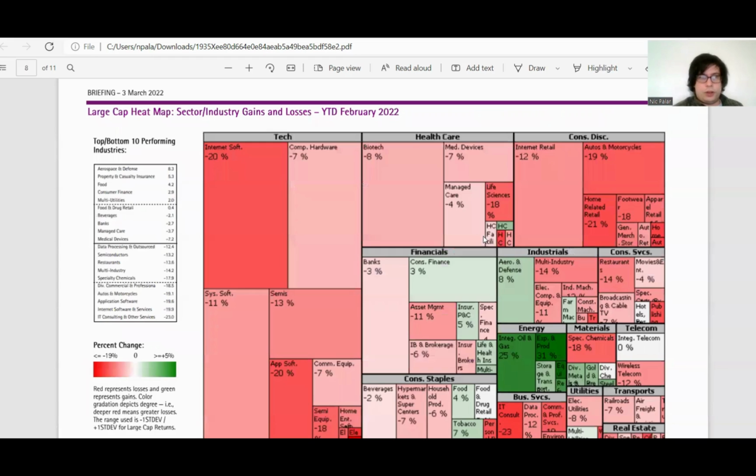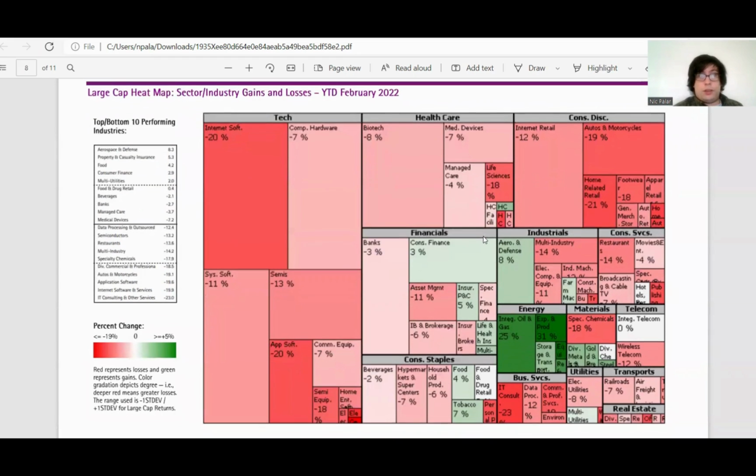Going a little bit further, what we have here are the heat maps. There's one of these for each size class. And this is a quick way to summarize the year-to-date performance. The darker the red, the poorer the performance, the brighter the green, the stronger the performance. These gray boxes represent the sectors, and then within are the individual industries that comprise each sector.